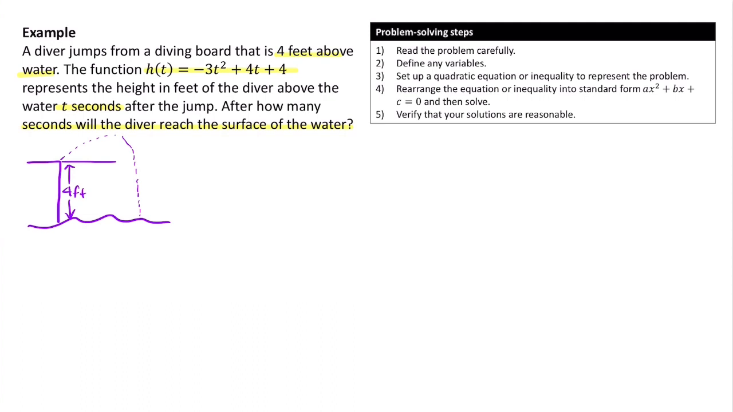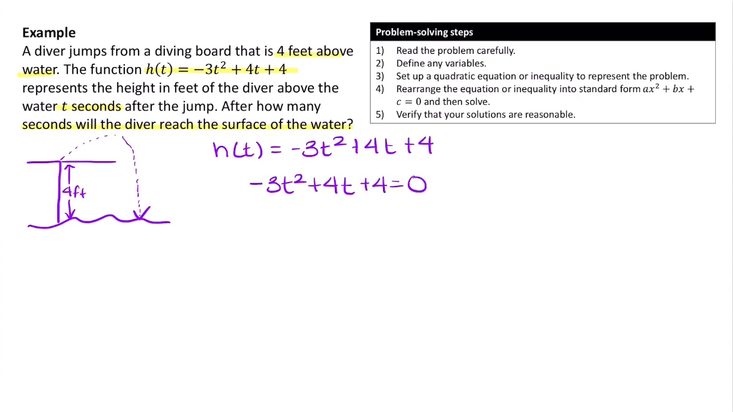So let's use our function h of t equals negative 3t squared plus 4t plus 4. So the height of this function is telling us basically how high he is above the water, okay? So when he's at the water, like when he hits the surface, he's going to be at height equals 0, right? Because that's the way this function is set up. So this is negative 3t squared plus 4t plus 4 equals 0, and that's basically the equation that they want us to solve. So you can use any method that you want to solve this equation.